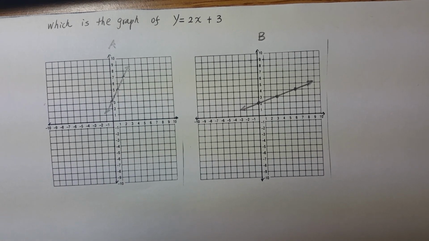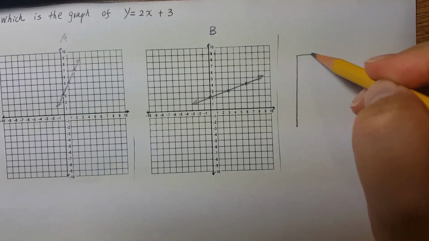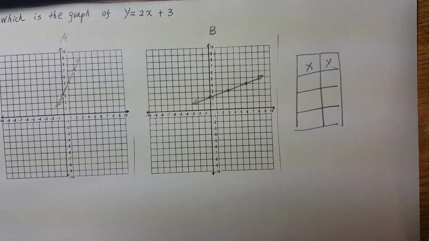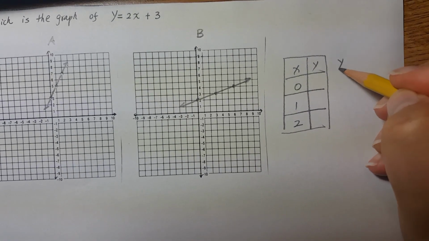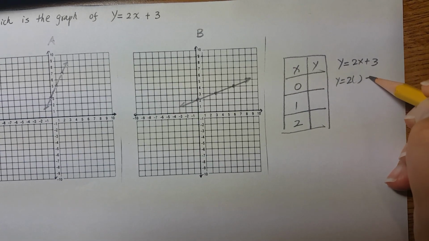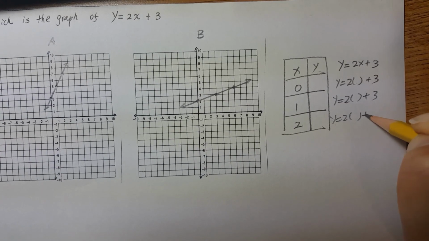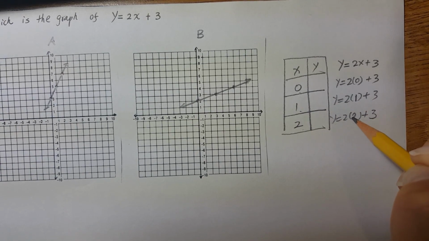Okay, now the question asks which is the graph of y equals 2x plus 3. So we are going to make a table of values. I'm going to draw my table over here: x, y. I'm going to use 0, 1, 2, and y equals 2x plus 3. So y equals 2 parentheses plus 3, and you substitute 0, substitute 1, substitute 2.